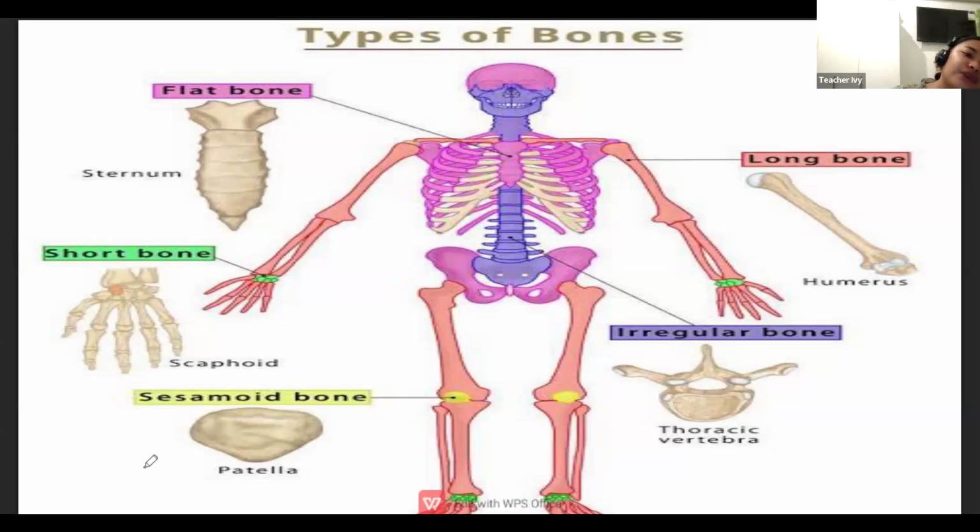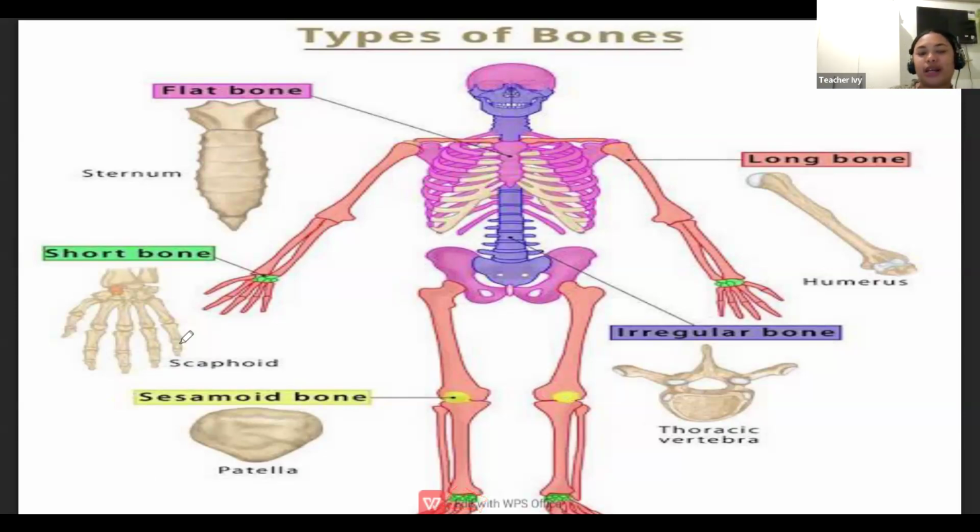Shall we have Noel? Since you're the one who answered this a while ago, what is the name of the bone that is found in your foot, Noel? That is an example of short bone. Is it a tarsal? Correct. Very good, Noel. This is the tarsal. It's found in your foot.